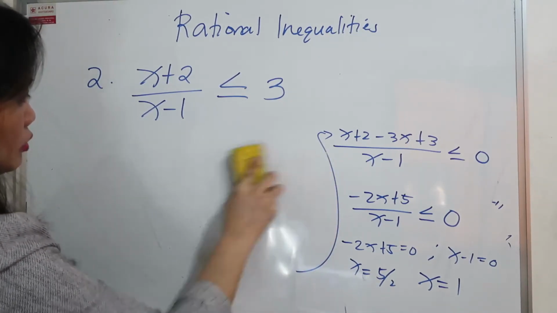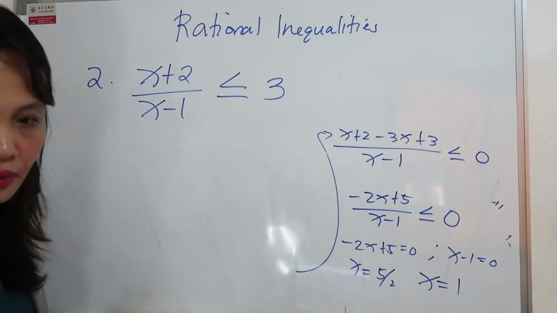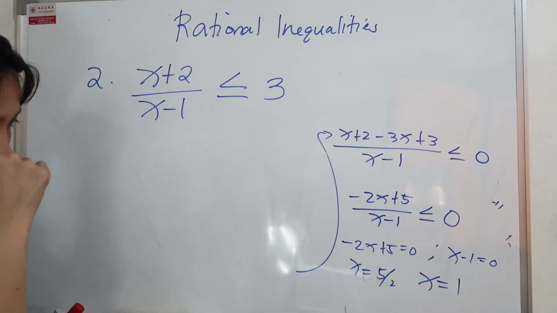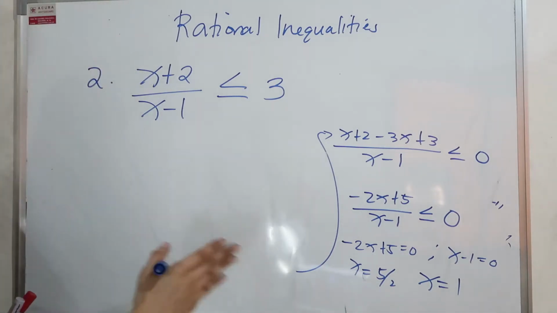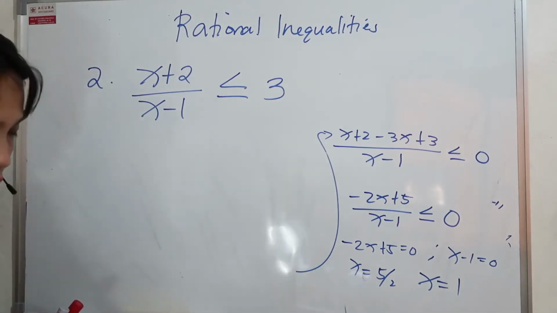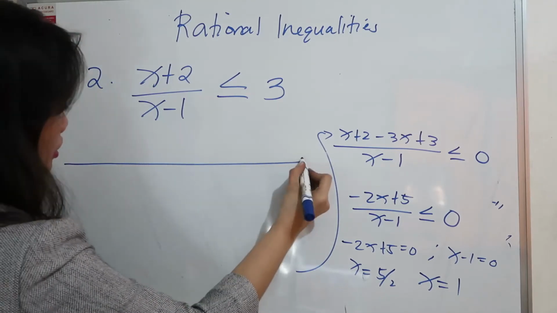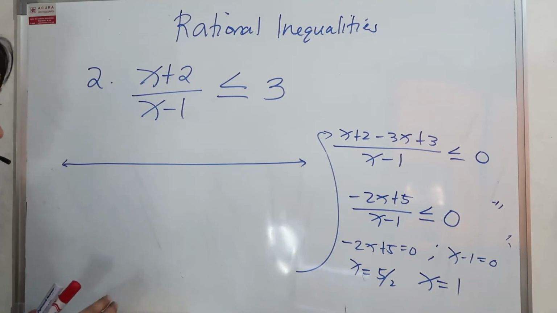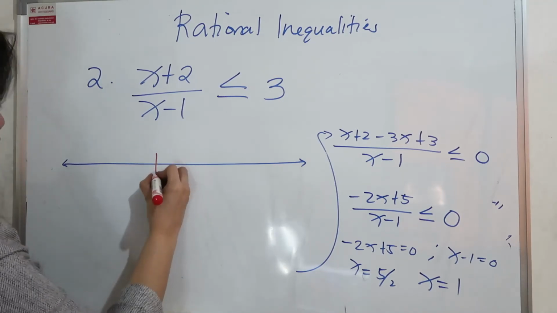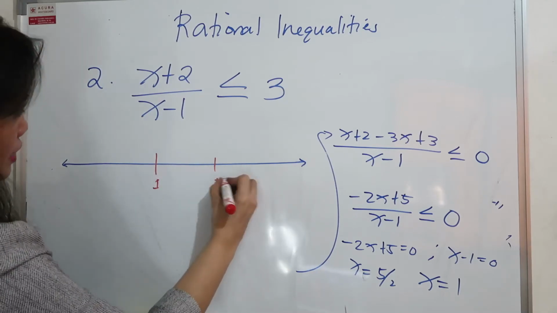So after we simplify that, we can determine the critical values. The critical values we have are 5 halves and 1. After we determine the critical values, you need to draw a number line and then plot them. So we have 1 first and then 5 halves.